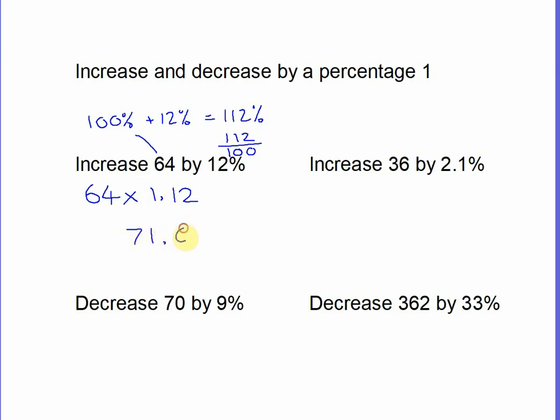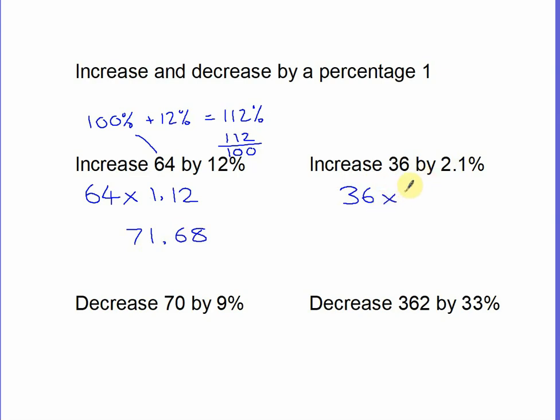71.68. Okay? So moving to the right here, we've got increase 36 by 2.1%. Okay, so that obviously is a bit of a harder percentage, and if you're going for the old-fashioned way, I'd probably go for 21% and then divide it by 10. It's definitely easier than faffing around with 0.1%. But if you're using percentage multipliers, it's very easy.